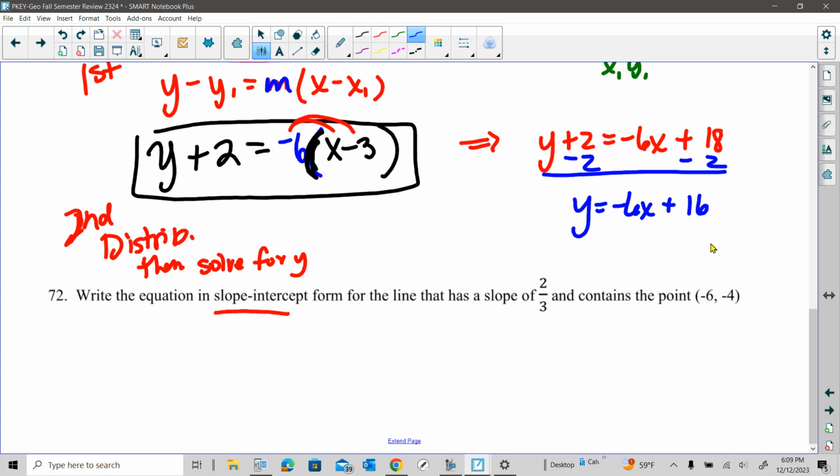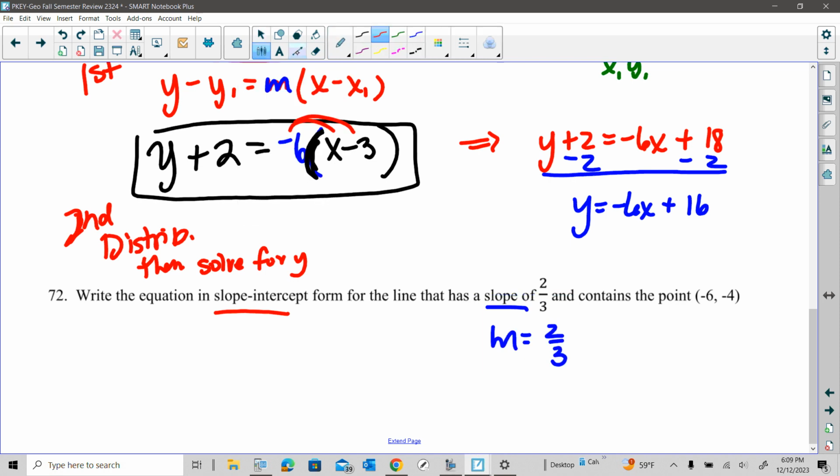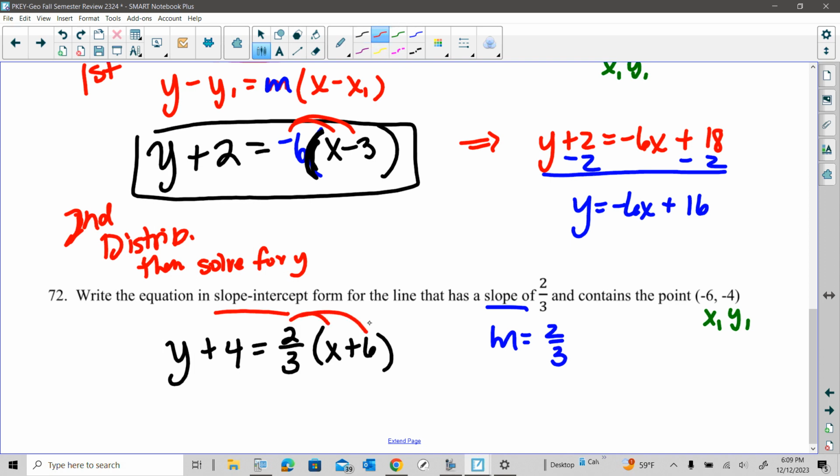Okay. So if I'm doing a slope of 2/3, meaning m equals 2/3, and I probably should have done that in blue. Keep it the same. And then I'm doing a point of -6 and 4. So that's my x1 and y1. You're going to start off with y plus 4 equals 2/3 parentheses x plus 6. Then you're going to need to distribute, solve for y.